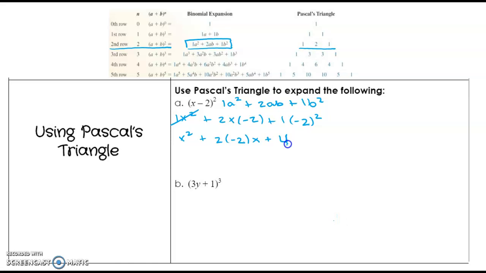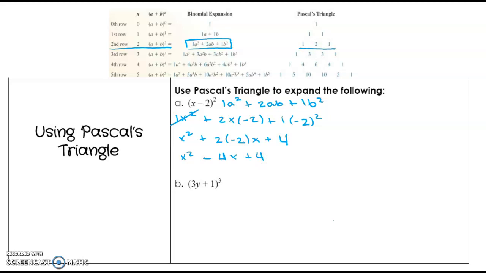All right, so I'm still not quite done yet, because I'm looking at this middle term here, and I have 2 times negative 2x. And I know that I can simplify that even further, because I know what negative 2 times 2 is. So that will give me x squared minus 4x plus 4. And that is our final product.